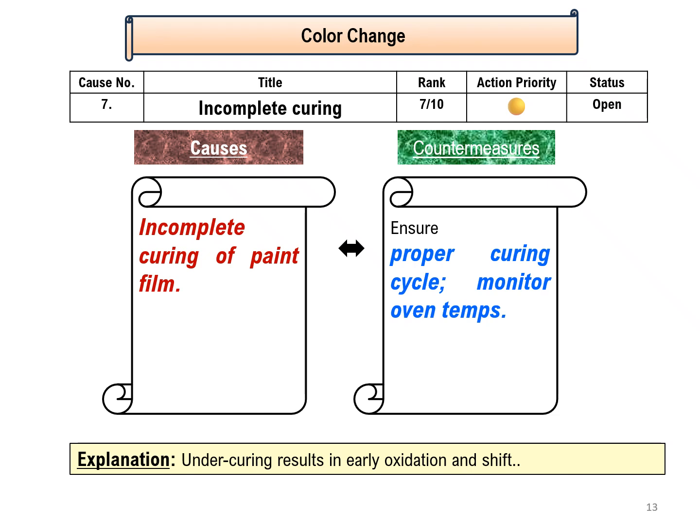Seventh important reason for color change: incomplete curing. Incomplete curing of paint film. Under-cured paint film results in early oxidation and shift. Therefore, ensure proper curing cycles and monitor oven temperatures.